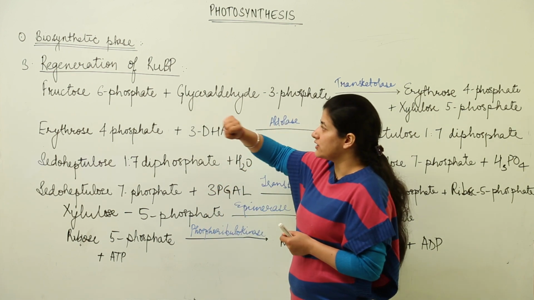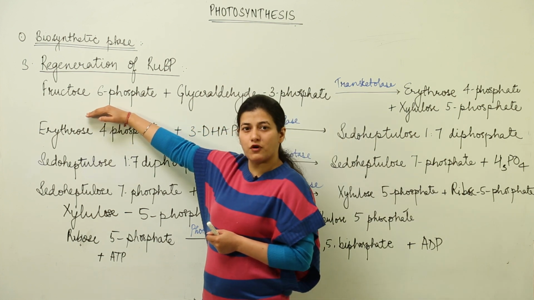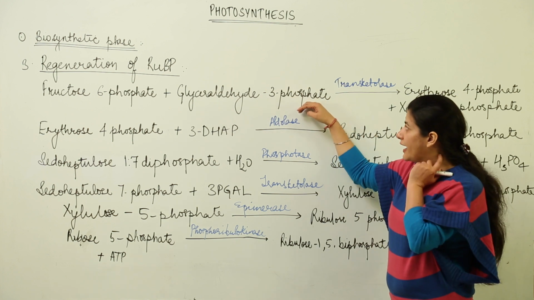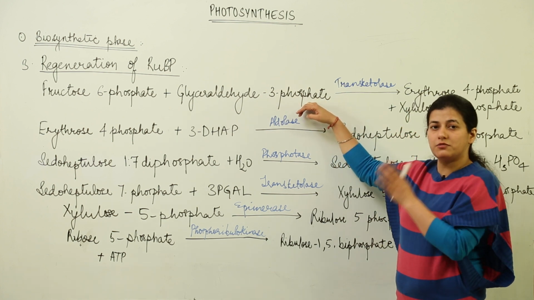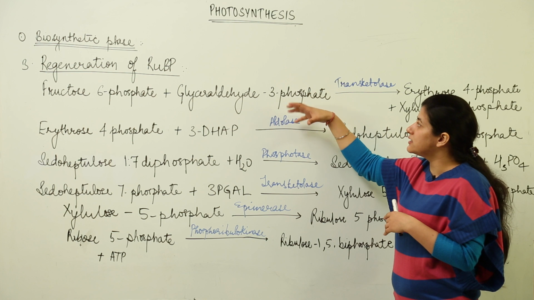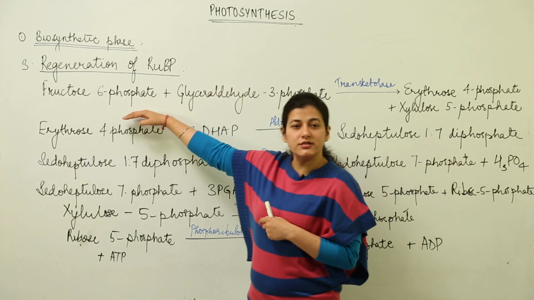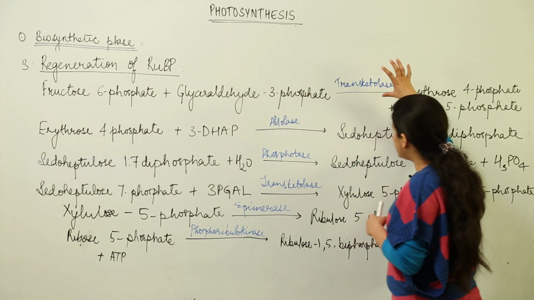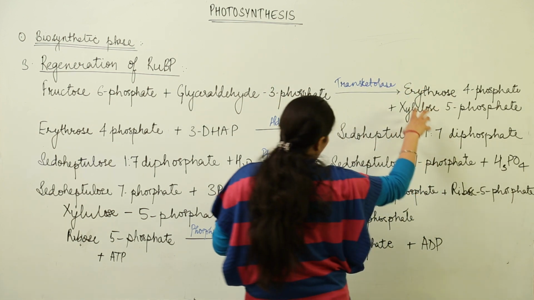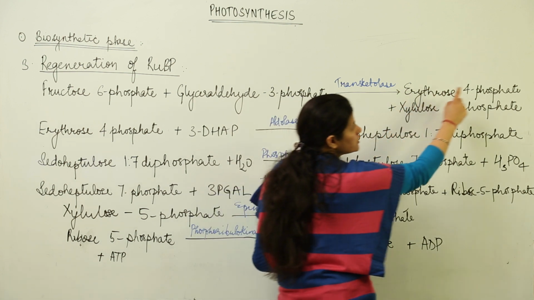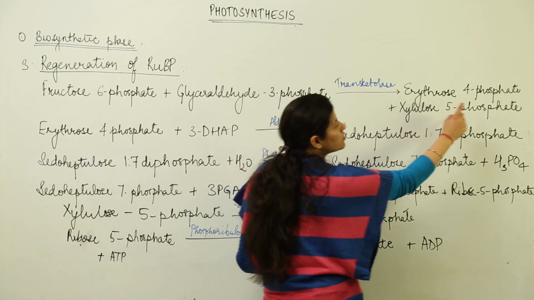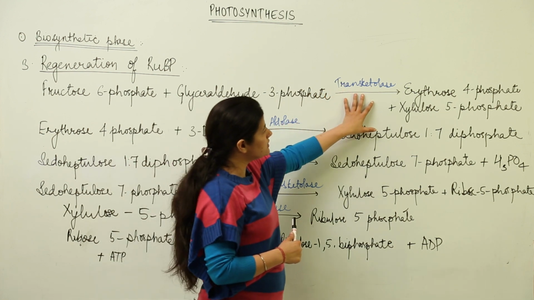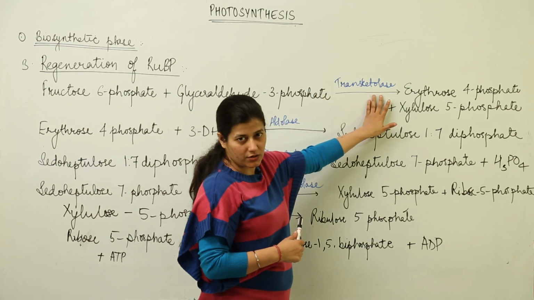We have the reaction where fructose 6-phosphate combines with 3-PGAL. This is glyceraldehyde 3-phosphate. As I told you in the beginning, it could be written as 3-PGAL. This fructose 6-phosphate combines with glyceraldehyde 3-phosphate and leads to the formation of 2 compounds, erythrose 4-phosphate and xylulose 5-phosphate. These are the compounds that would be formed in the presence of the enzyme transketolase.